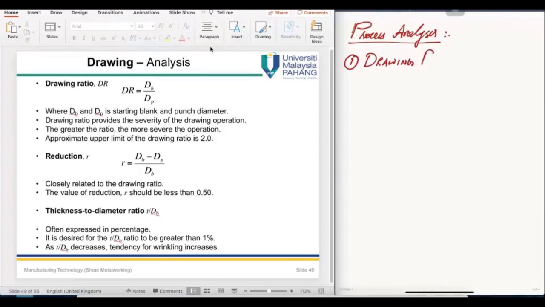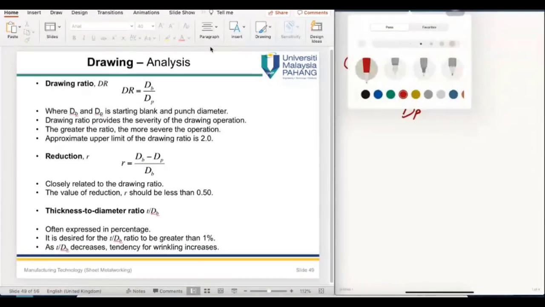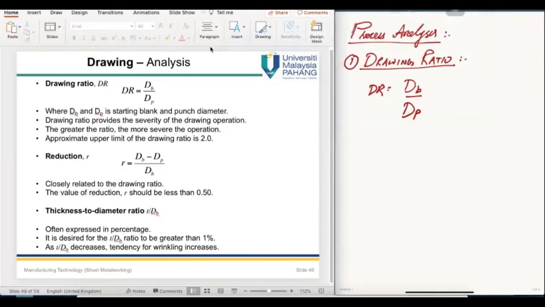Drawing ratio. What is drawing ratio? Drawing ratio is denoted by DR. It does not have any unit. And this is Db divided by Dp, where Db means the blank diameter and Dp means the punch diameter.